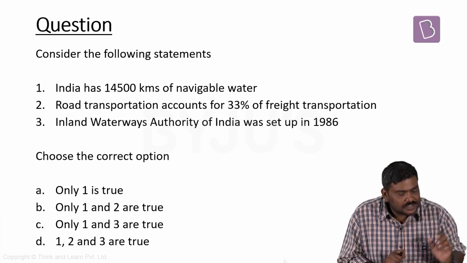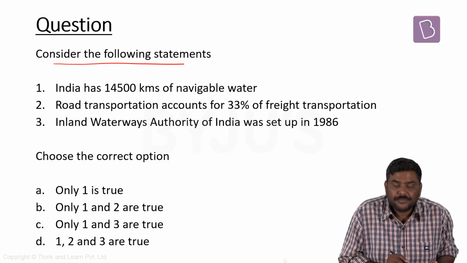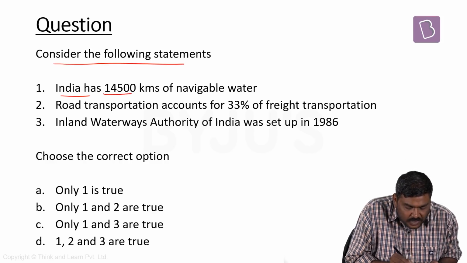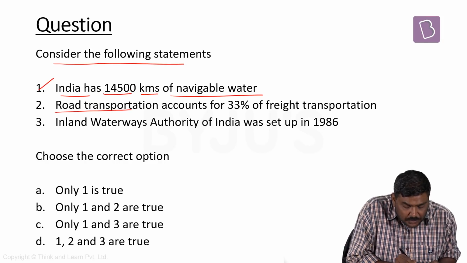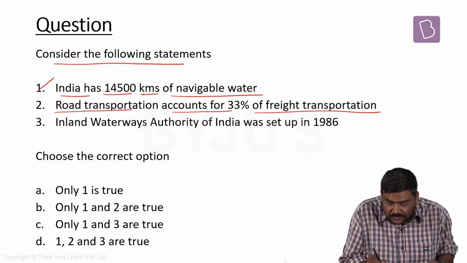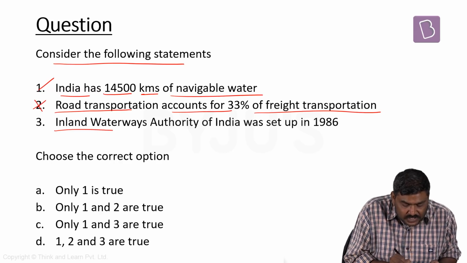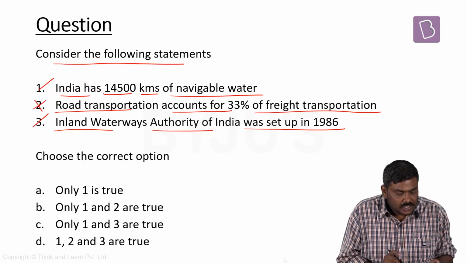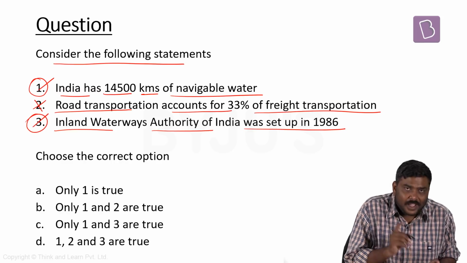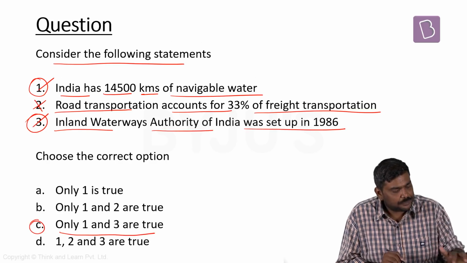Now, based on this discussion, let's have a look at some of the questions. Consider the following statements. India has 14,500 kilometers of navigable waters. Yes. Road transportation accounts for 33% of the freight transportation. Wrong. It is more than 60% now. Inland Waterways Authority of India was set up in the year 1986. Yes, it is correct. So, point 1 and point 3 are correct. Right option will be option C. Only 1 and 3 are true.